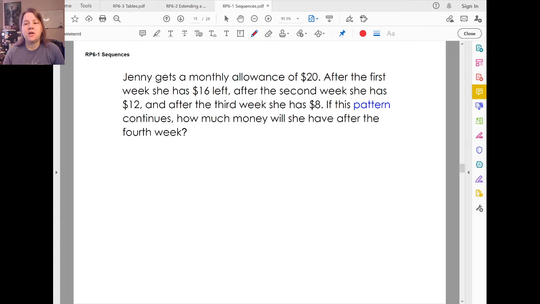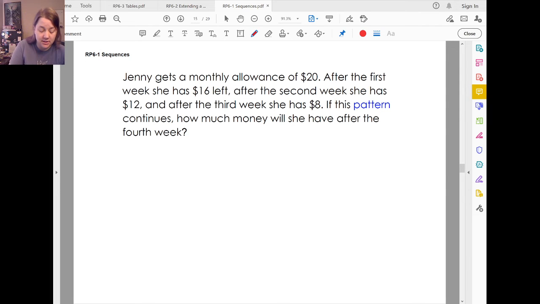So let's talk about Jenny, who gets a monthly allowance of $20. After the first week, she has $16 left. After the second week, she has $12. And after the third week, she has $8. If the pattern continues, how much will she have after the fourth week?